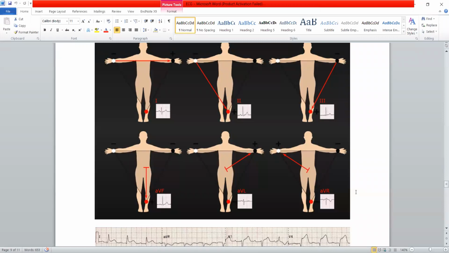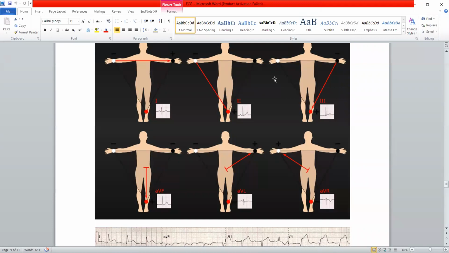Is there any confusion so far? You can say that AVR is superior. There is no lateral view on the right side, and it is at the top, looking at the heart from the top, like this. So that's why it's not included in the lateral leads.